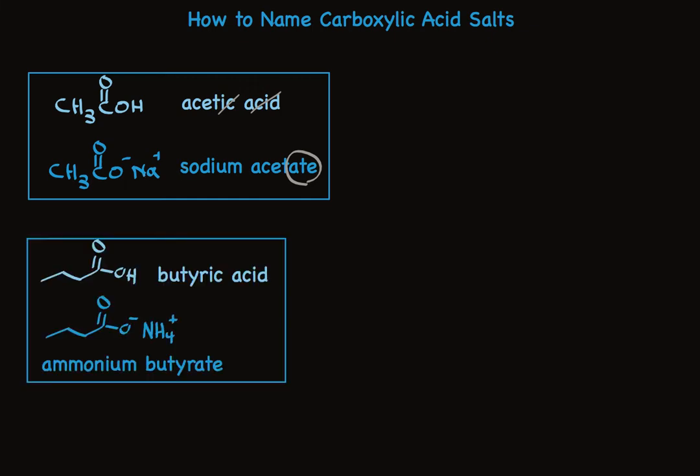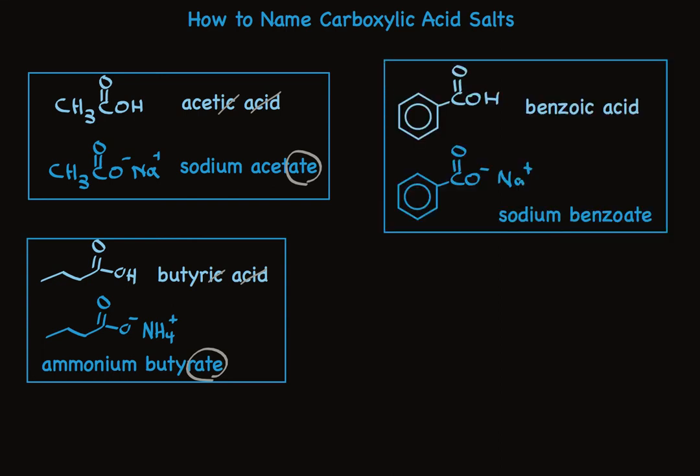For butyric acid, we've done the same kind of thing. We dropped the IC and acid and added the ATE. Butyric acid becomes butyrate, and we'll name the cation associated with it. This is the ammonium ion.